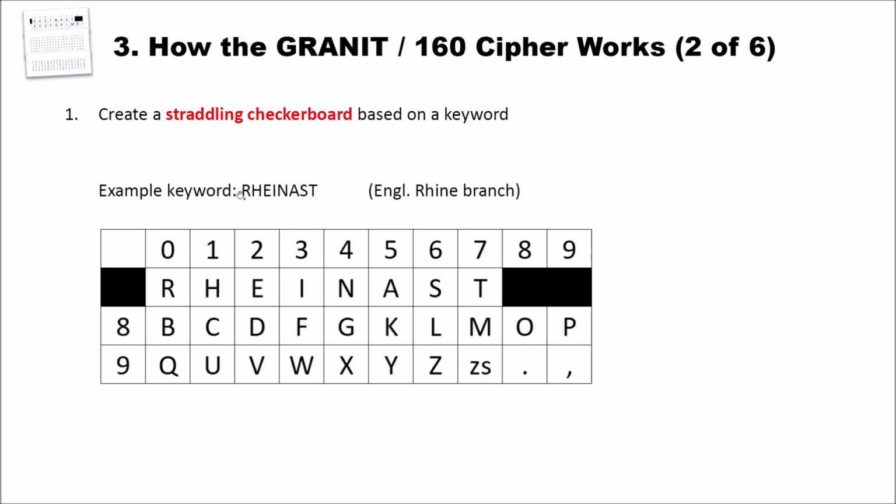We use here the example keyword Rheinast. This could be translated to Rhine branch. You write the keyword into the checkerboard, Rheinast, and you of course omit writing a letter more than once. Then you fill the remaining part with the rest of the alphabet. So B, C, D, and so on is the rest of the alphabet. And then we have three special symbols. We have the ZS, we will see later what this means, then a full stop and a comma.